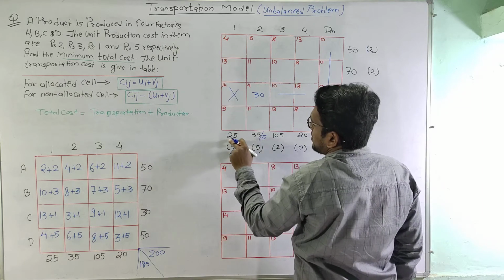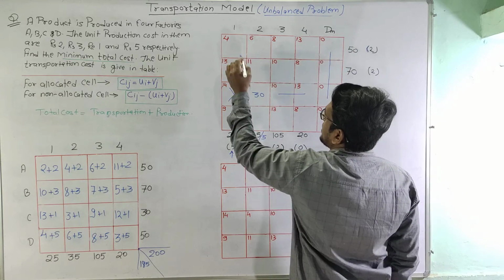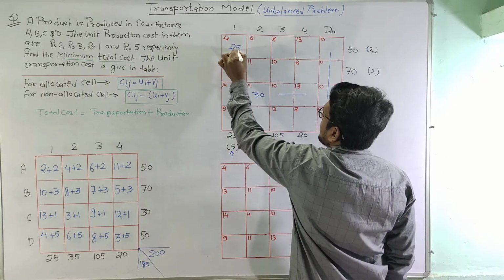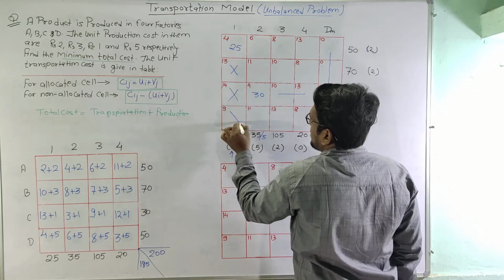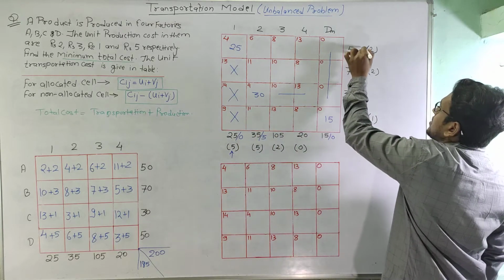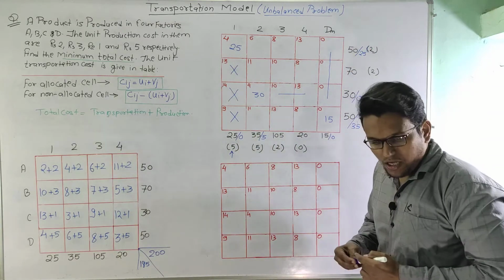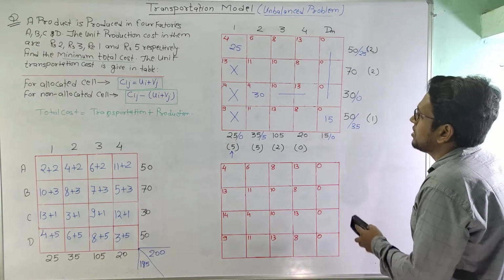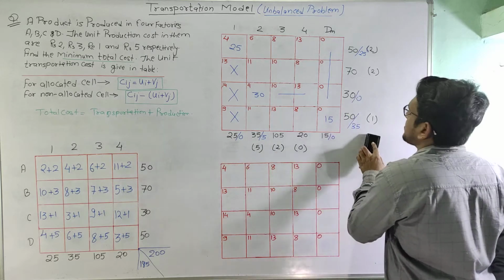Here the demand is 25, the supply is 50, so we can allocate 25 here, and after allocating 25, no more allocation can be done in this column, and this has become 0. Similarly, this has been reduced to 25. So now again for the next allocation we need to calculate the penalties.